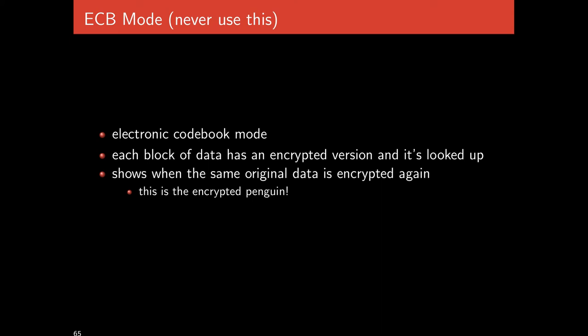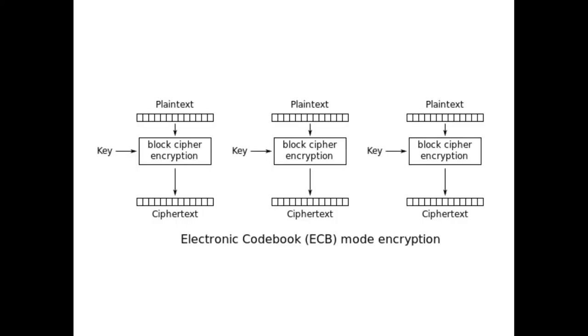So ECB mode, electronic code book mode, is a mode of encryption for these block ciphers, and there's a few other modes we'll talk about in a moment, but this is the basic mode. The idea is that each block of data has an encrypted version, so when you see a block, you look up the encrypted version, and that's the result. So ECB mode is what caused that encrypted penguin picture to appear the way it did.